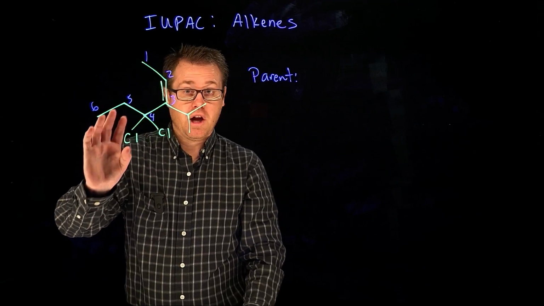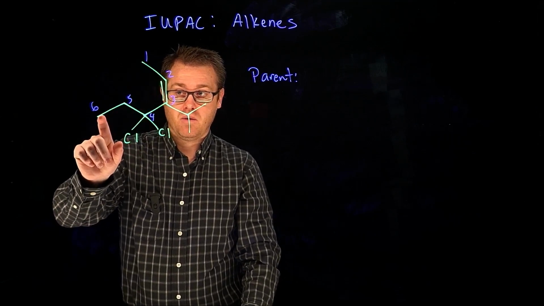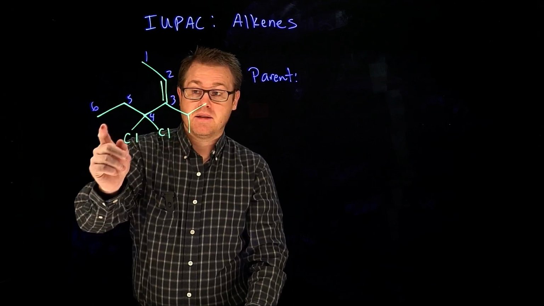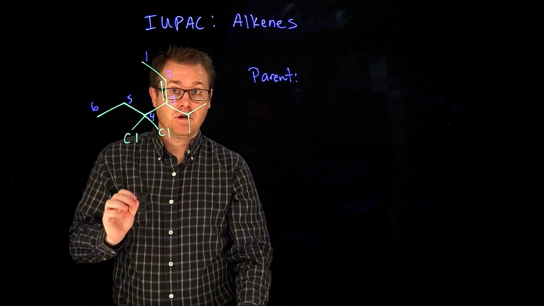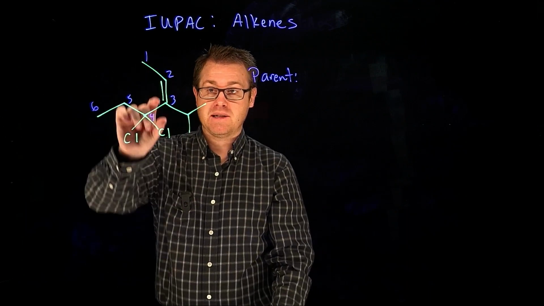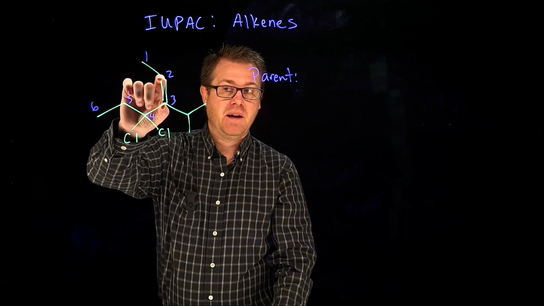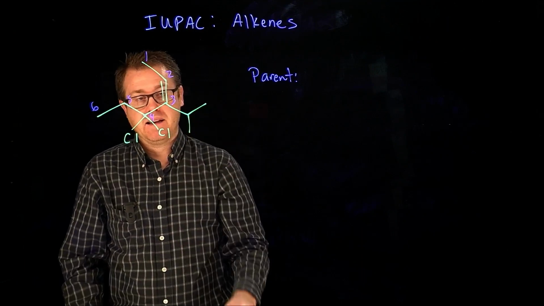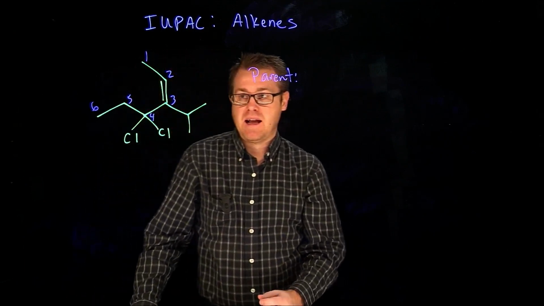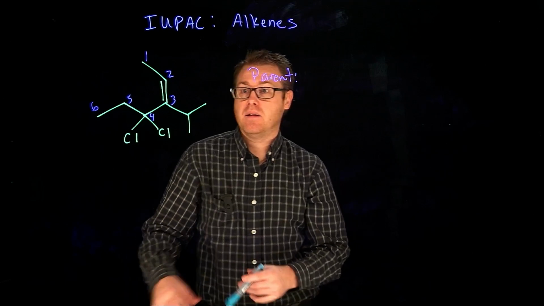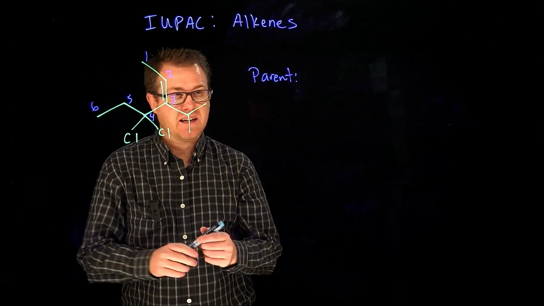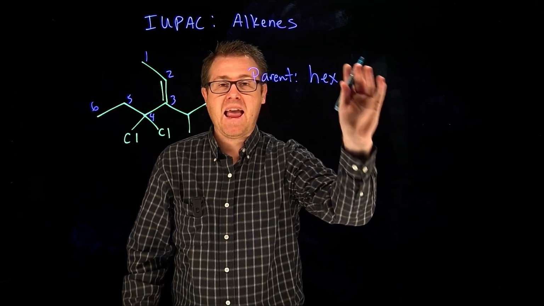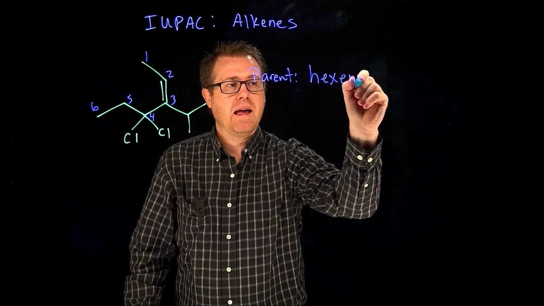So we would not number the carbon chain this way, 1, 2, 3, 4, 5, 6, because that longest carbon chain does not include both of the carbons in that alkene. You need both of those carbons. So we have to number it the way I did it here. So we see that is parent name, there's 6. So that would be hex, not hexane, hexene.